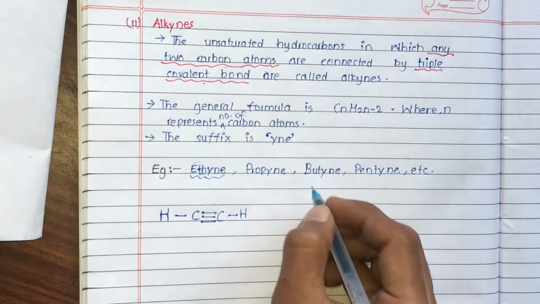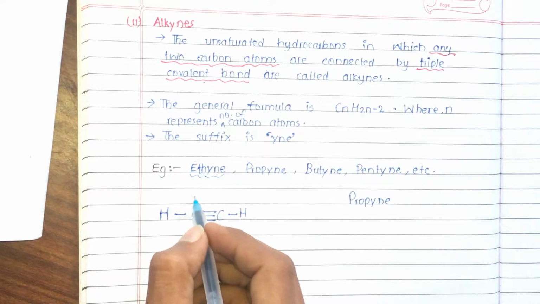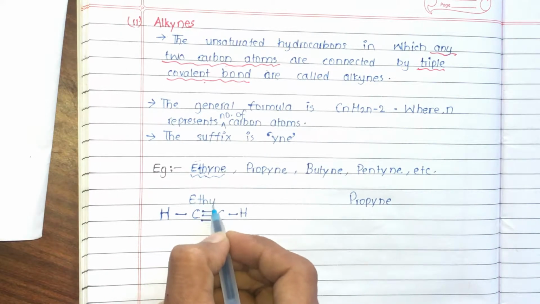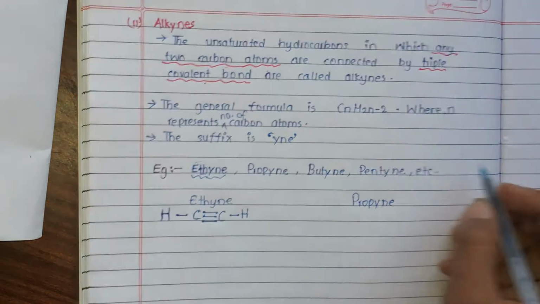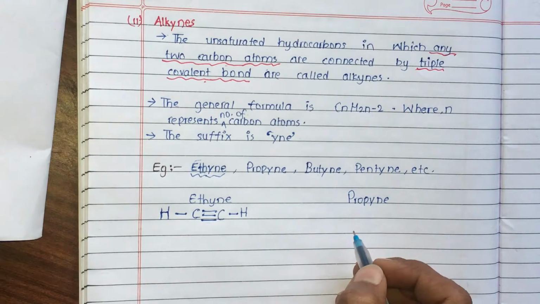Similarly, 1 atom of this carbon is combined with 1 atom of this hydrogen. And let's go through another example. We take propyne here; before, we took ethyne. If a hydrocarbon consists of 3 carbon atoms, then we use the word root prop.